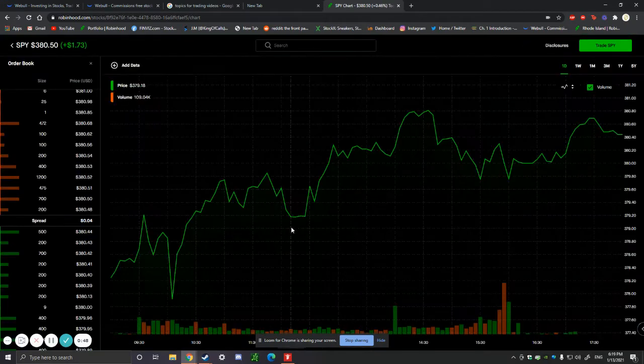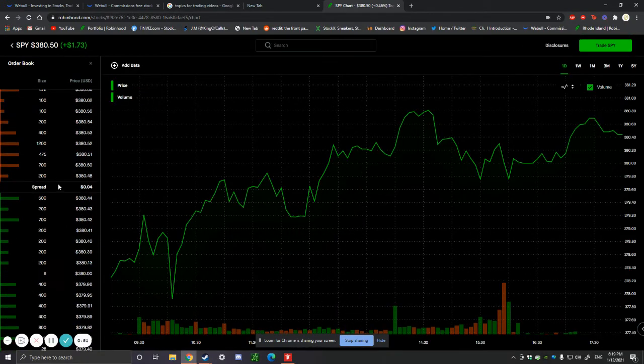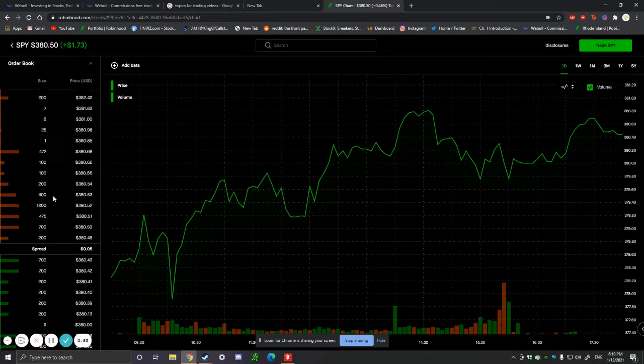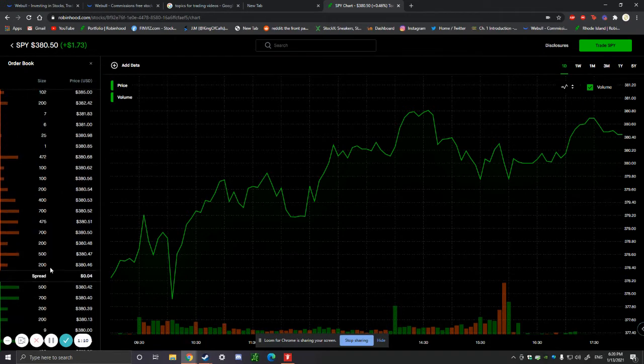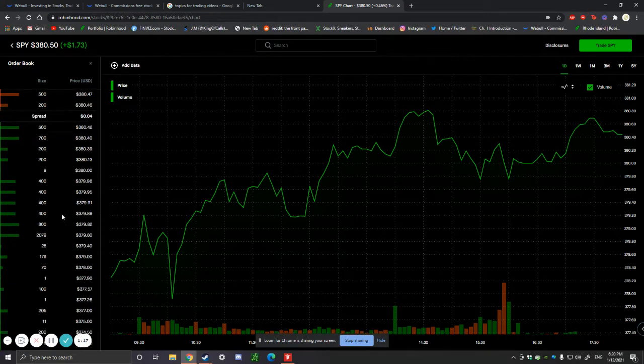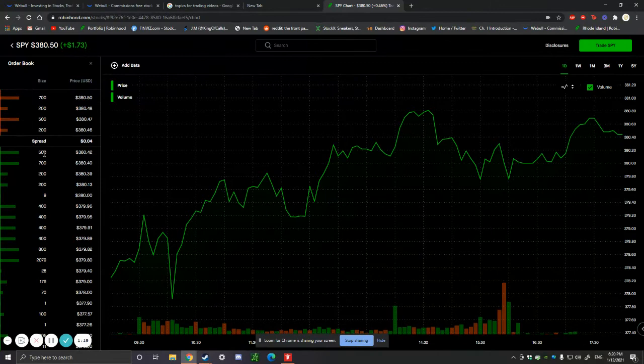To understand market orders, you need to understand what spreads are. So right here, you can see this is a spread. We call it a level 2 order book, and this is actually showing you what people are buying and selling the stock for. Up here you have the asks, and somebody's trying to sell 200 at this price, 500 at this price, 200 at this price. That's what the asks are. And over here you have the bids, and somebody's trying to buy 500 at this price, 700 at this price, 200 at this price.